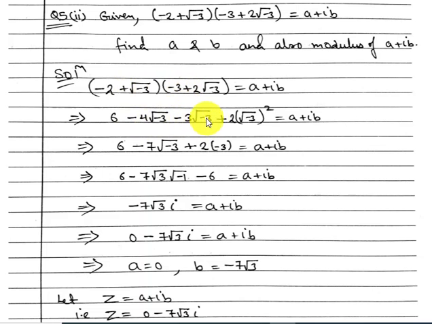So minus 3 into square root of minus 3 plus root minus 3 into 2 times square root of minus 3. So it becomes 2 into a square root of minus 3 whole square, equal to a plus ib. Clear? So this first step is very simple calculation.